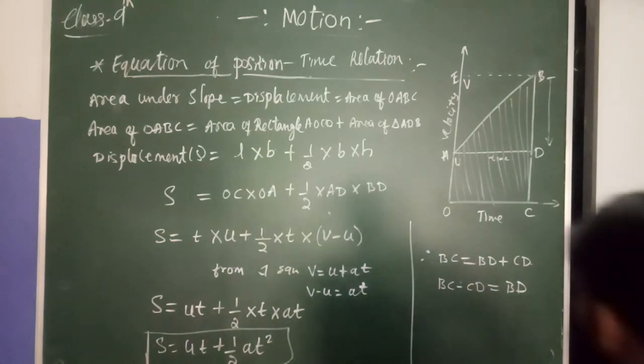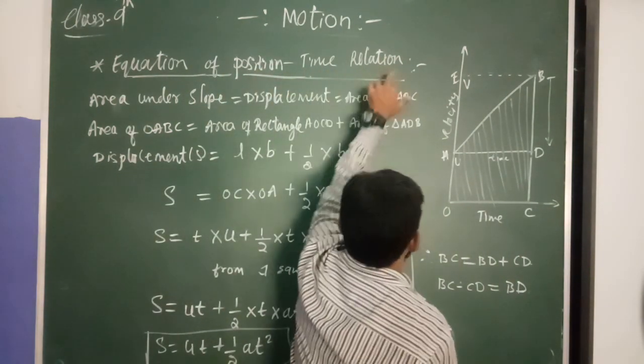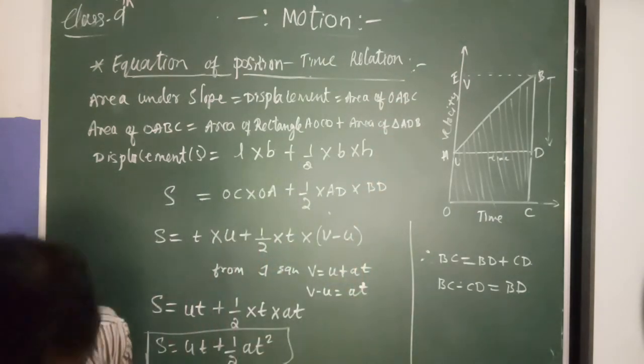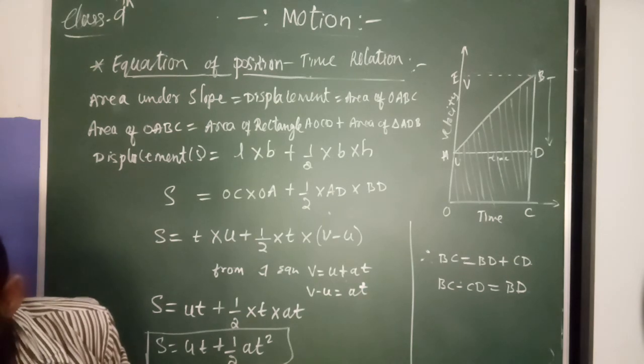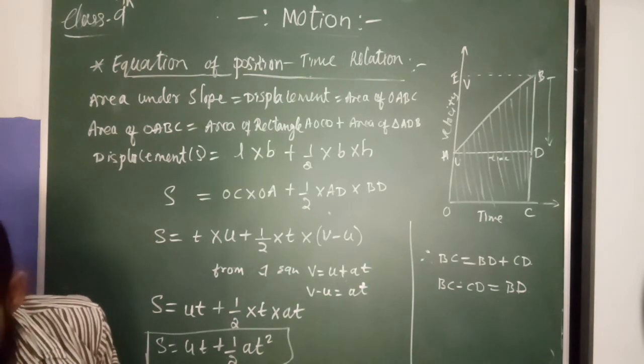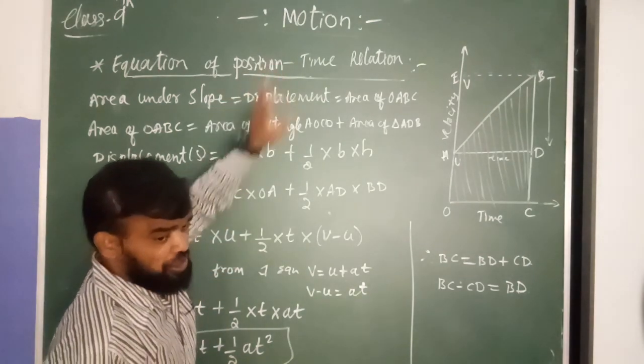Now similarly the second equation I am taking, the equation of the position-time relation. Which one did I take first? Can you tell me that? The first equation I have taken is the equation of velocity, and here the equation of position. Listen, these three equations are very important.